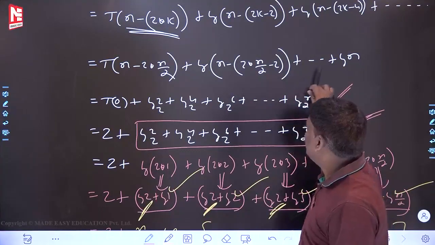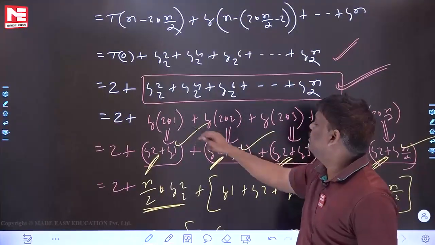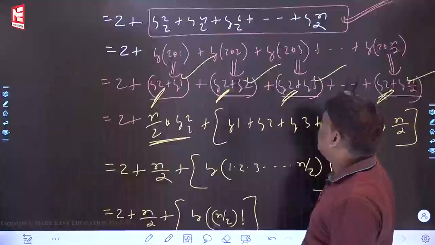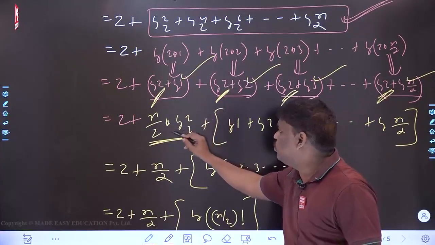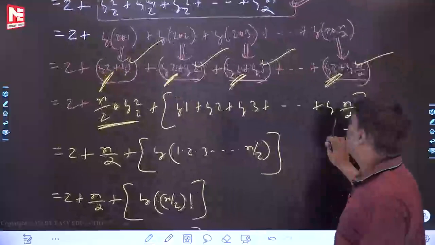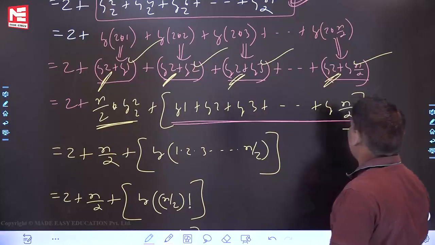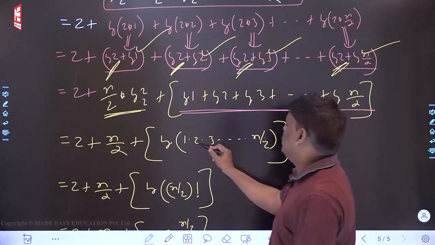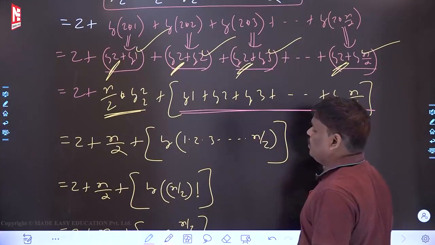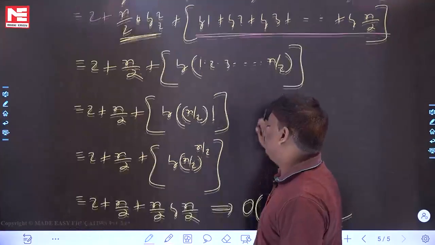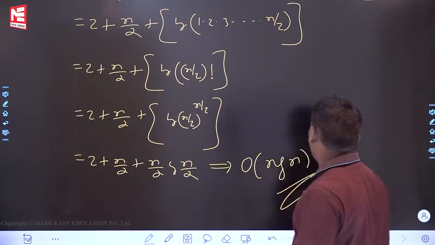Because everything is an even number, you can write 2 into something. Because of the log mn formula, log m plus log n, log 2 is common, log 2 n by 2 times. The remaining is a normal series, log 1, log 2, log 3, which is nothing but a factorial. 1, 2, 3 and so on up to n by 2, which is nothing but n by 2 factorial. Its upper bound is going to be n by 2 whole power n by 2. This can be written as big O of n log n.